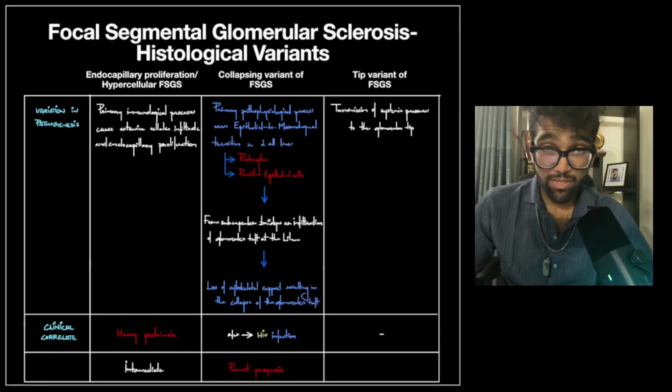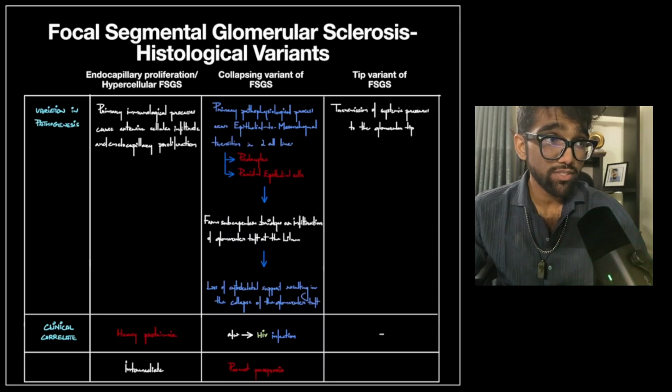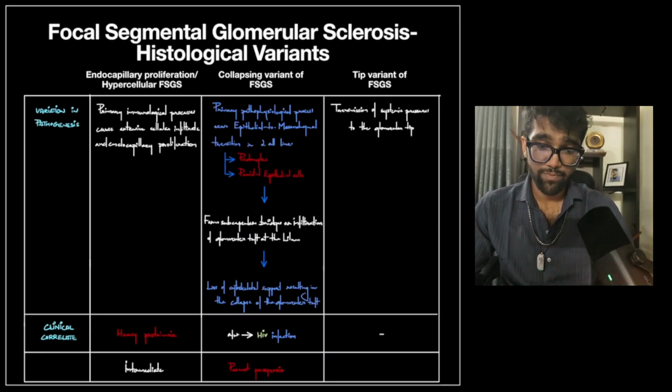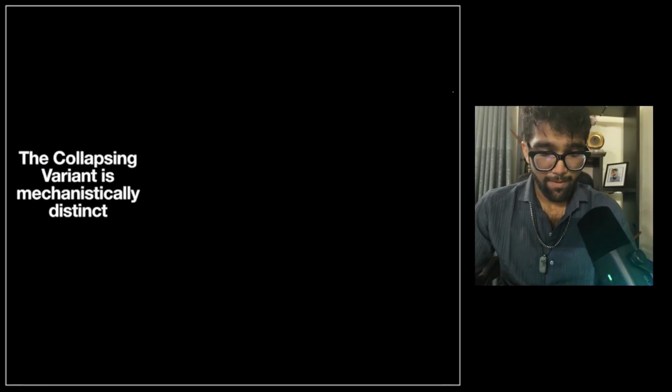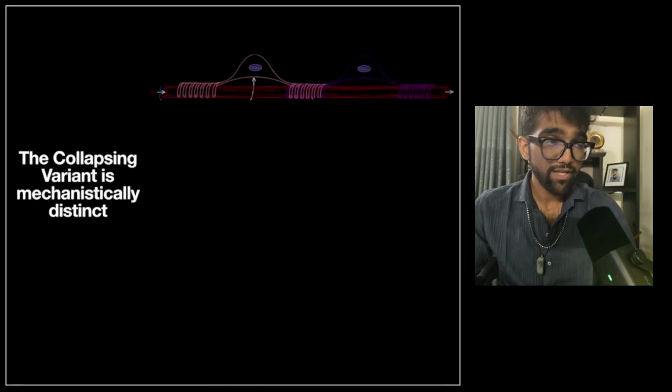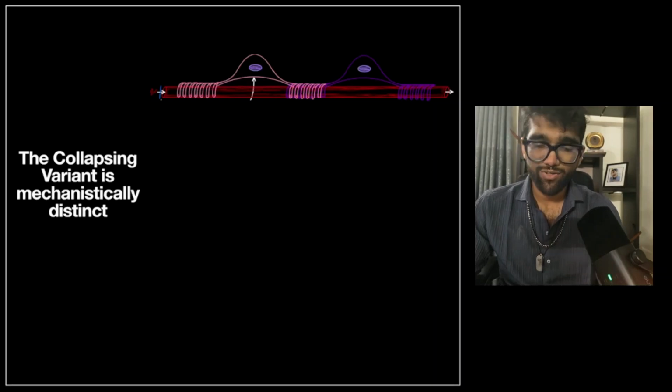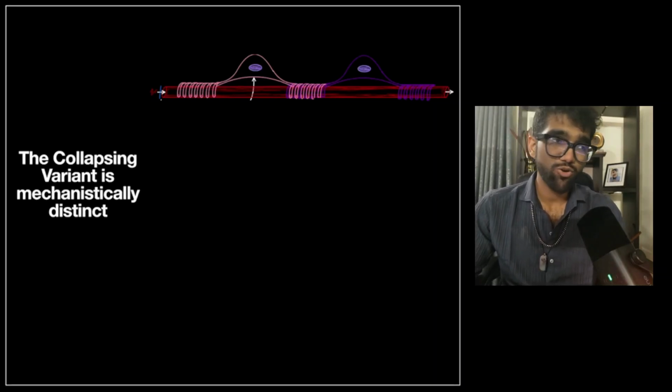Collapsing variant has very poor prognosis, almost everybody progressing to CKD, whereas endocapillary proliferation or hypercellularity variant has an intermediate prognosis, and tip variant has a very good prognosis. Now, the collapsing variant, I don't really like calling it a variant of FSGS. It should be collapsing glomerulopathy, a separate topic itself. However, we'll just discuss why it is different.